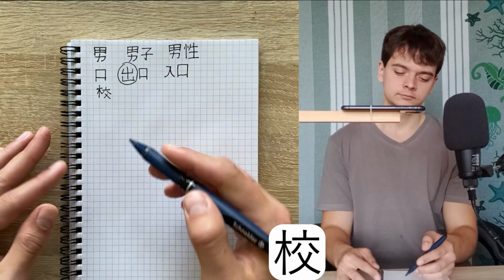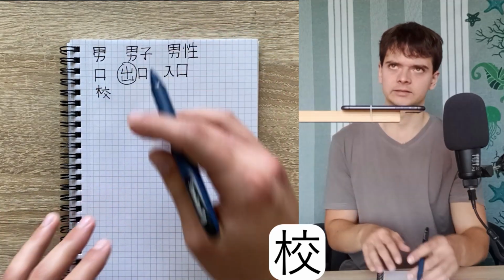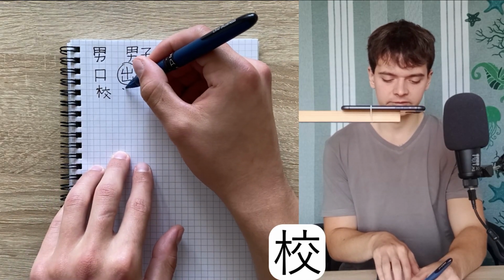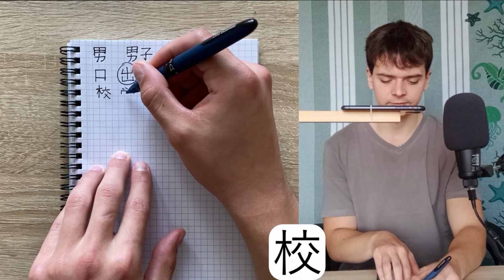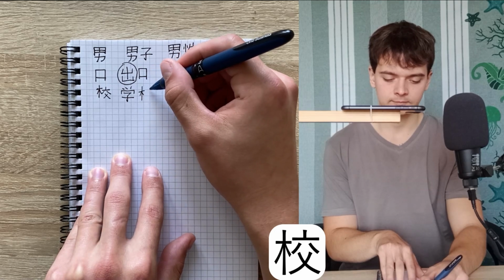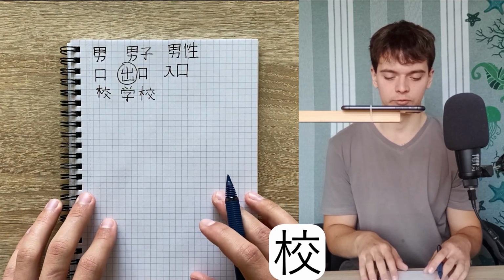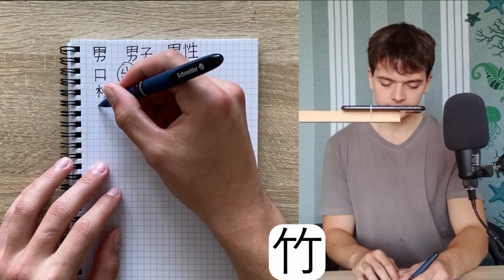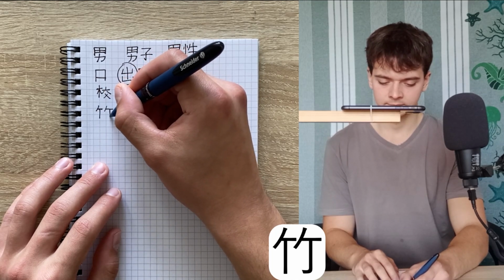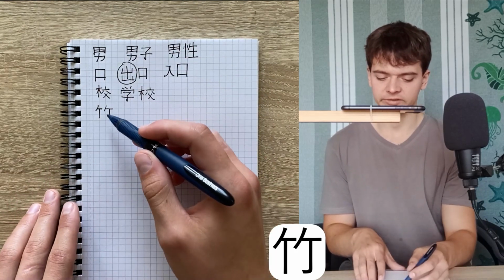Ko. This kanji is almost never used alone, but is associated with school, the school system. So, for example, in the word for school, we use gaku and ko to get gakko, school. This is take. Take means bamboo. It's not really used all that much.